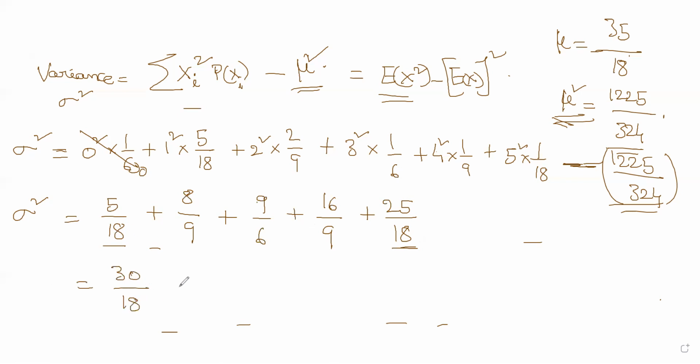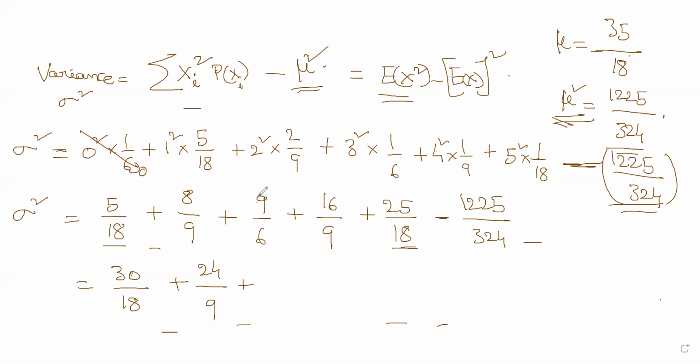30 by 18. And now 8 by 9 plus 16 by 9. That is 16 plus 8, that is 24, right? So 24 by 9. This part is over. And you are left with, I have not subtracted this 1225 divided by 324. That we'll do later. And now what I have is 9 by 6 is there, plus 9 by 6.